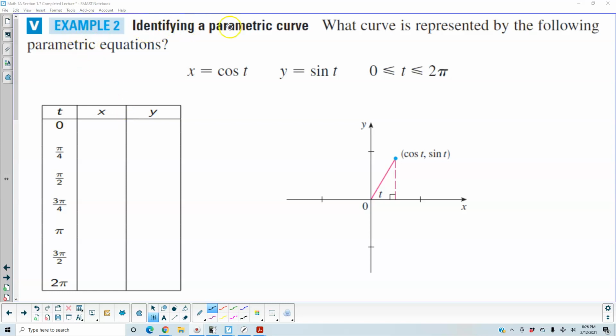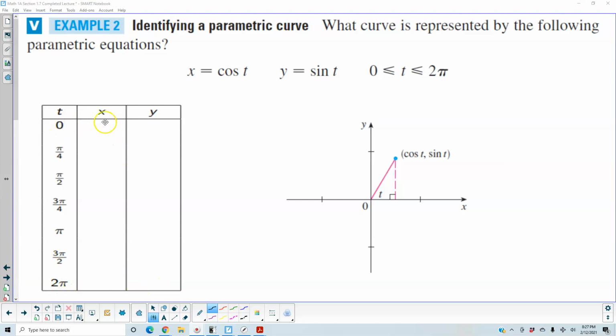Example 2. Identifying a parametric curve. What curve is represented by the following parametric equations? We have x, which is equal to the cosine of t. y is equal to the sine of t, where t is in between 0 and 2 pi. So if we look here, we list everything from 0 to 2 pi.